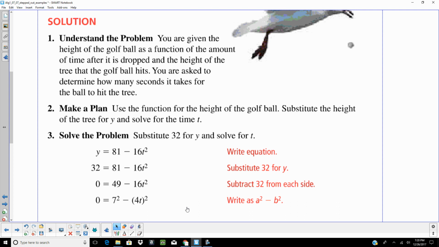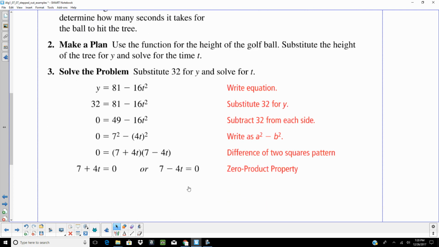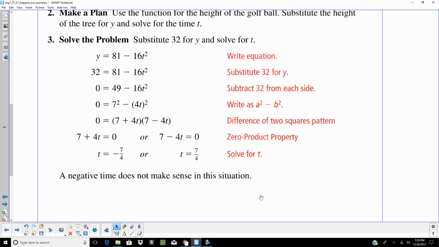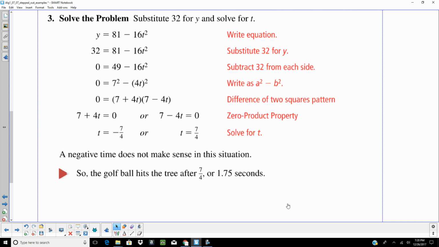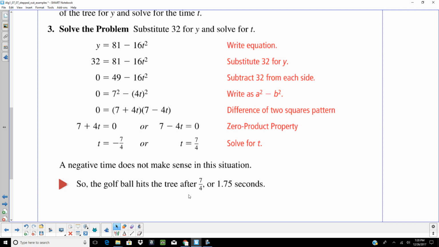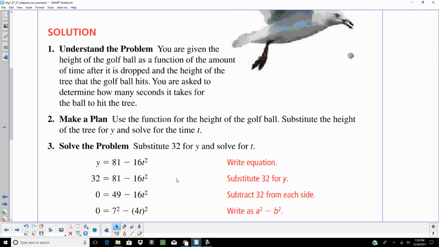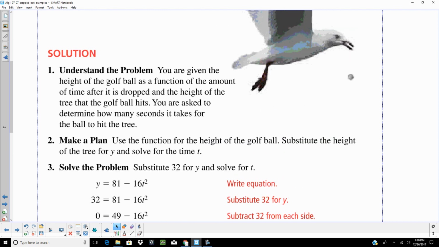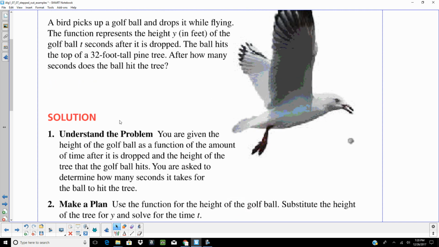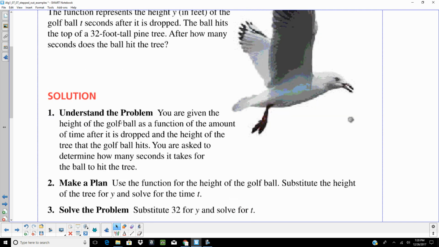It's a difference of two squares, so we can factor it. And you're going to get 7 plus 4t, 7 minus 4t. However, one of those doesn't make sense because you can't have negative time. And you're going to get 7 over 4, or 1.75 seconds. And again, that one I think was a little bit confusing because you're not really given the function right there, but we got it.